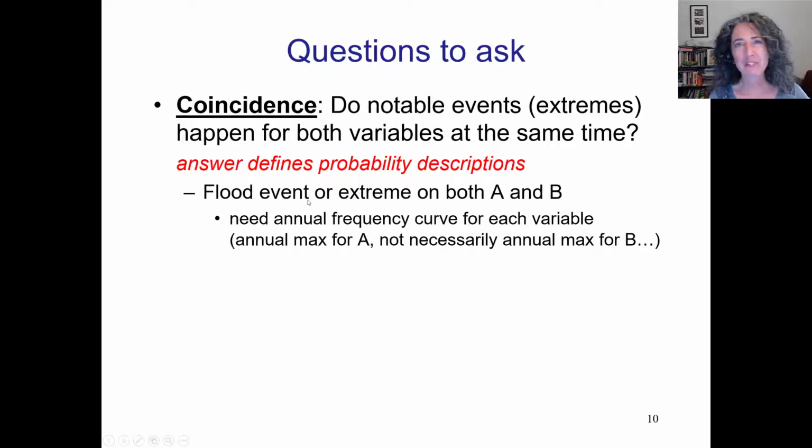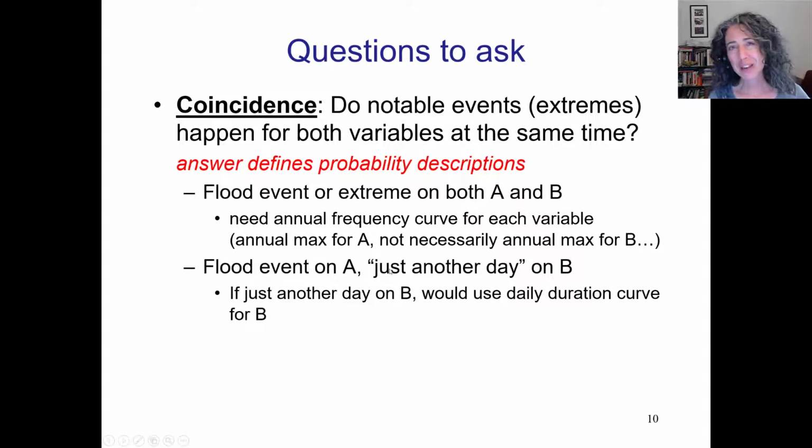So if I see a flood event or an extreme on both A and B at the same time, then I need an annual frequency curve for each of the variables. It's going to be the annual maximum frequency curve for A, and not necessarily the annual maximum for B, but a value from an event.